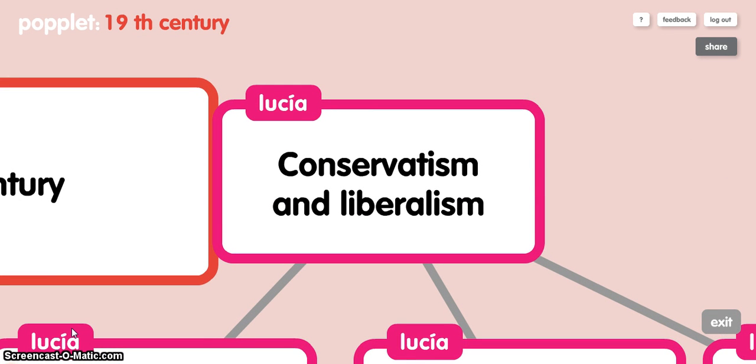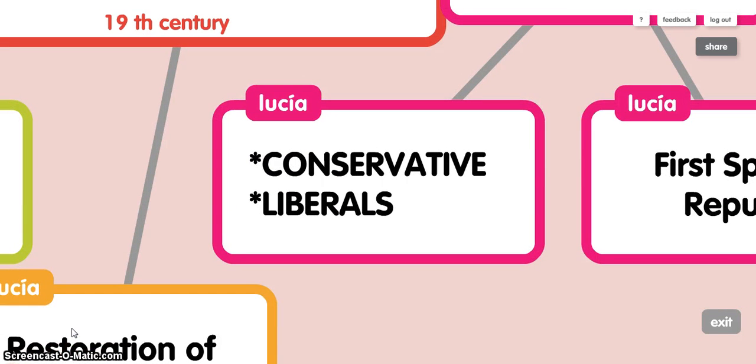Conservatism and liberalism. In 1833, Ferdinand's daughter Isabel II came to the throne. During her reign, there were conflicts between the conservatives and liberals. Conservatives had traditional beliefs and supported an absolute monarchy. Liberals wanted reforms to modernize the country, supported the constitution, and favored limitations on the power of the monarch.